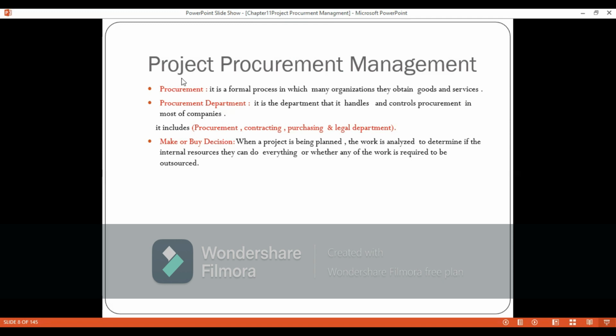So the procurement department is a department used in order to handle and control procurements in most of the companies.